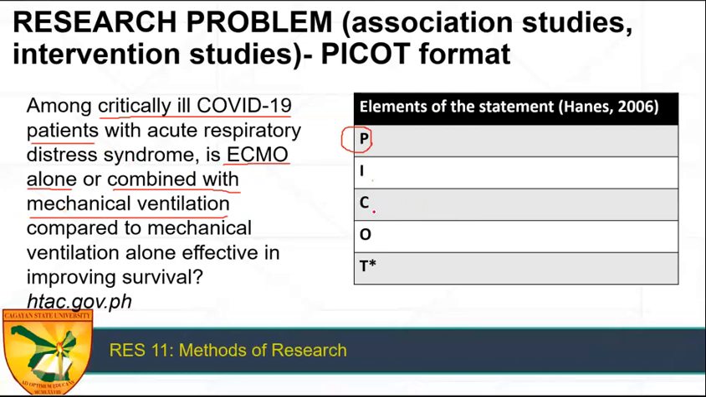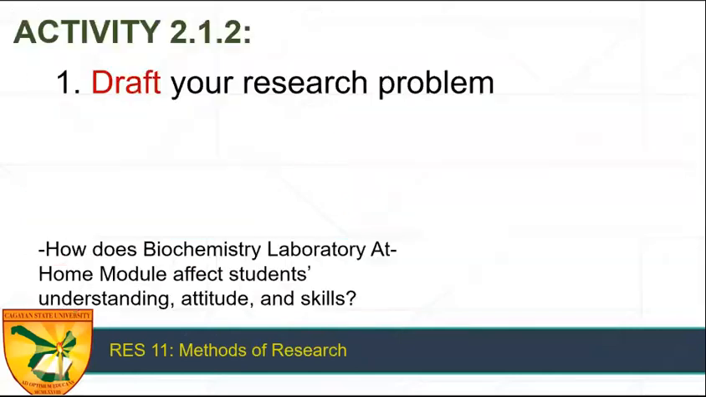So what is your control here? It is explicitly stated here: compared to mechanical ventilation alone. So control here is mechanical ventilation. And outcome, of course, is improved survival, or survival. For the time element, you don't have any time element here. So don't force it, no time element for this research problem.